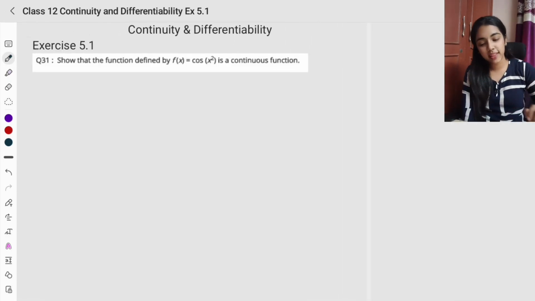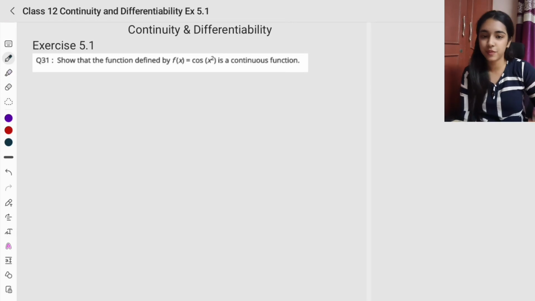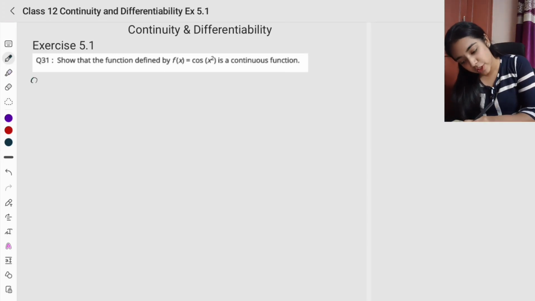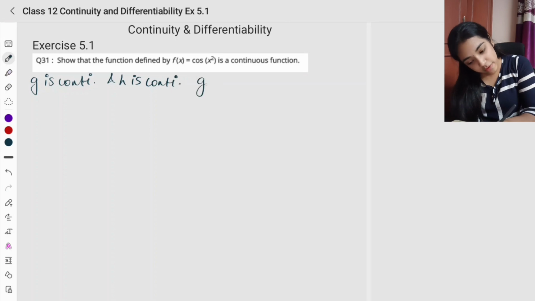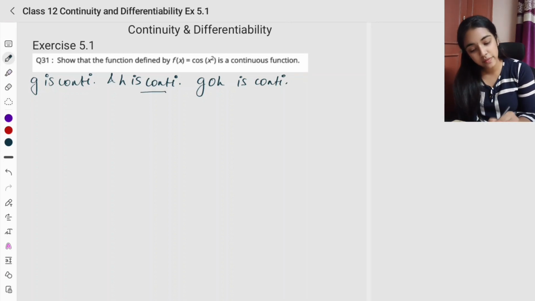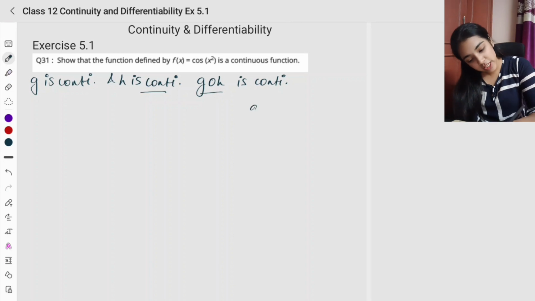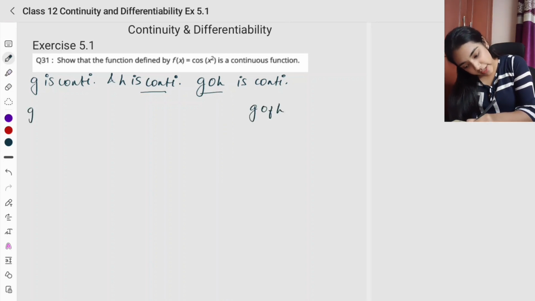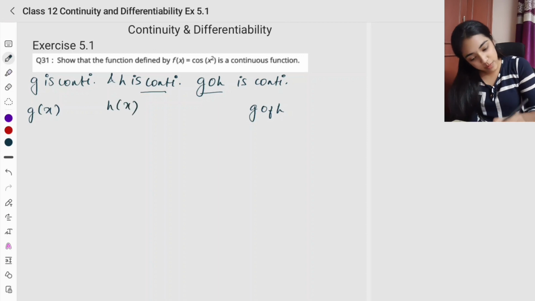Question number 31. Show that the function defined by f of x is a continuous function. Okay, so what did we learn in our example questions? If you have watched my previous videos, you will know. When you have two functions, g is continuous and h is continuous, then g of h is also continuous. We learned the combination of functions. So g of x is continuous, h of x is continuous, which means g of h of x is also continuous.